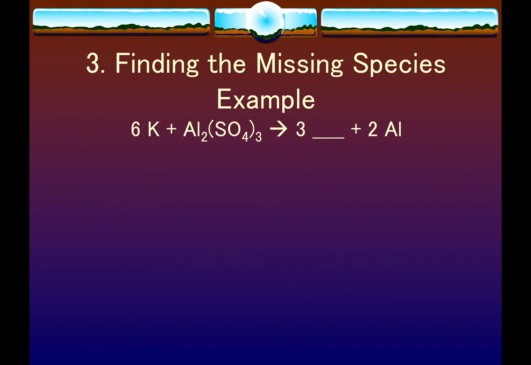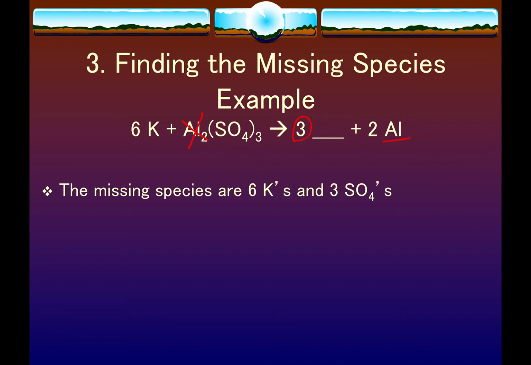Another example. We can look at everything we have on the left side. On the right, we only have aluminum. So we're left with K and SO4. Now we just have to make sure that we write that in the appropriate way, accounting for the coefficient here. So the missing species are 6 potassiums and 3 sulfates. We have the 3 here, so that should kind of help indicate what our formula might be.